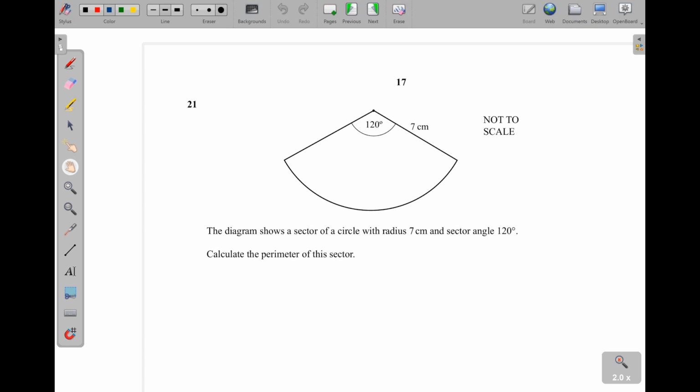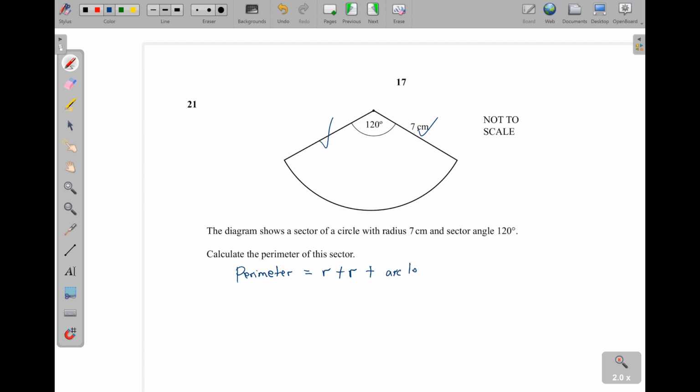Number 21. The diagram shows a sector of a circle with radius 7 centimeters and sector angle 120. Find the perimeter. So perimeter of the sector, you know, perimeter, we are supposed to add the lengths around a given shape. So here we see the radius. If this is the radius, even this is the radius. So radius plus radius, then plus the length of arc.